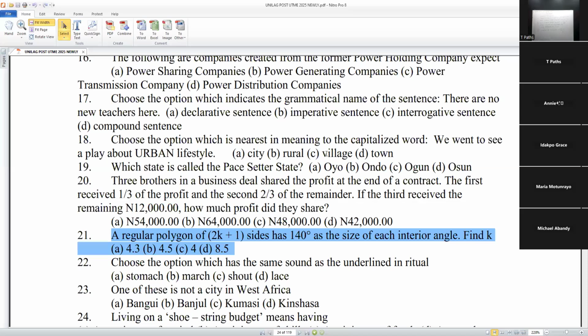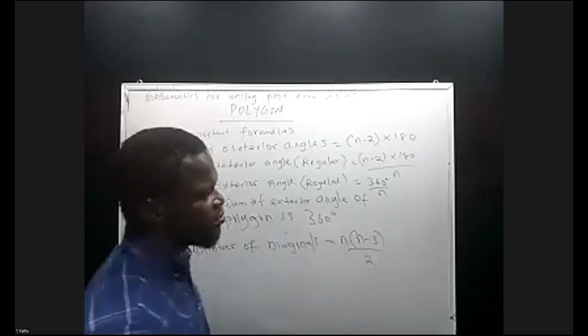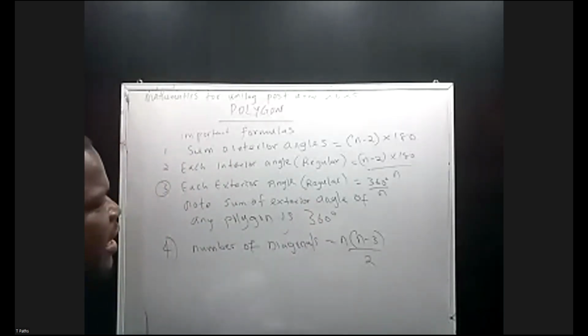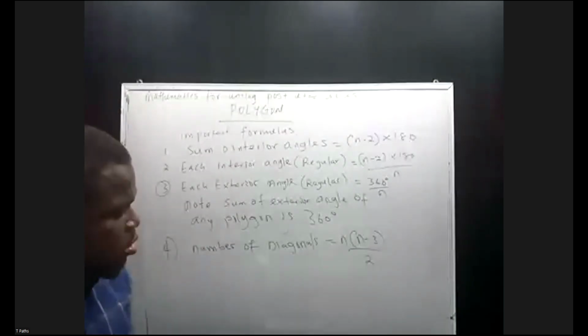Each interior angle. Each interior angle of a what? A regular polygon. They didn't tell you interior angle. A regular polygon of 2k plus 1 sides has 140 as the size of each interior angle. Find k. You are using this formula, each interior angle. Now they have given you it to be 140. Can I rub off the board? Yes, sir.